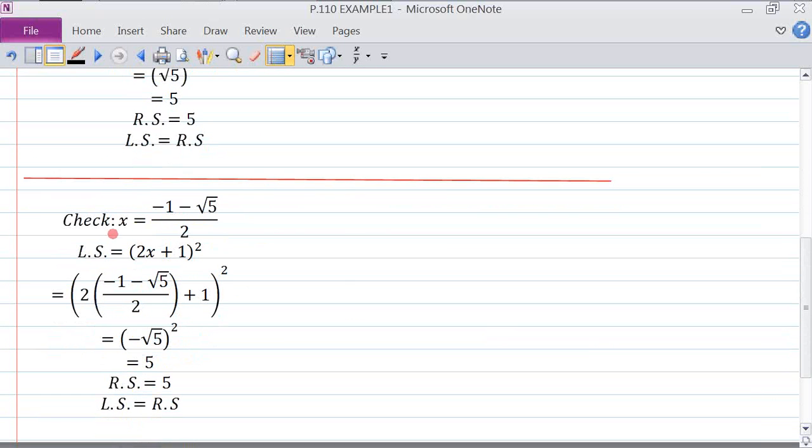Now, the other solution that we got was that x equals minus 1 minus root 5 over 2. Again, I replace the x here with minus 1 minus root 5 over 2. So here it is here. The 2's cancel. I have minus 1 here and plus 1 here. Those cancel, sum to 0. Then I have minus root 5, which I square because of this, and that gives me 5. So again, the right side is 5, and so the left side is equal to the right side.